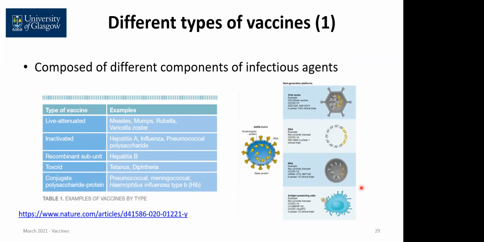On the right-hand side, you have what are known as next-generation platforms. Essentially, these are the new methodologies being used to try to counteract rapidly mutating viruses. Specifically, when we're talking about the COVID-19 virus, the viral vector and the RNA vaccines are what are being rolled out within the UK at the moment. We'll talk about these and their mechanisms in the coming slides.